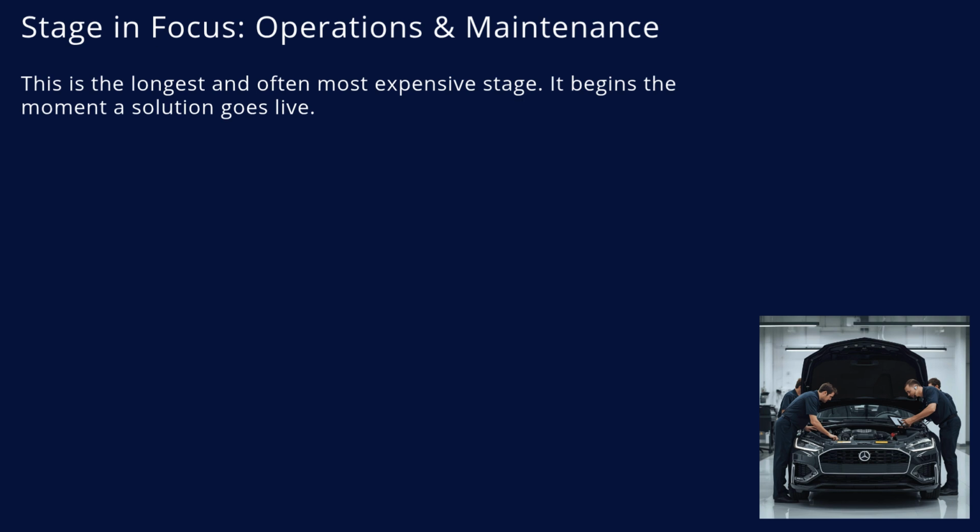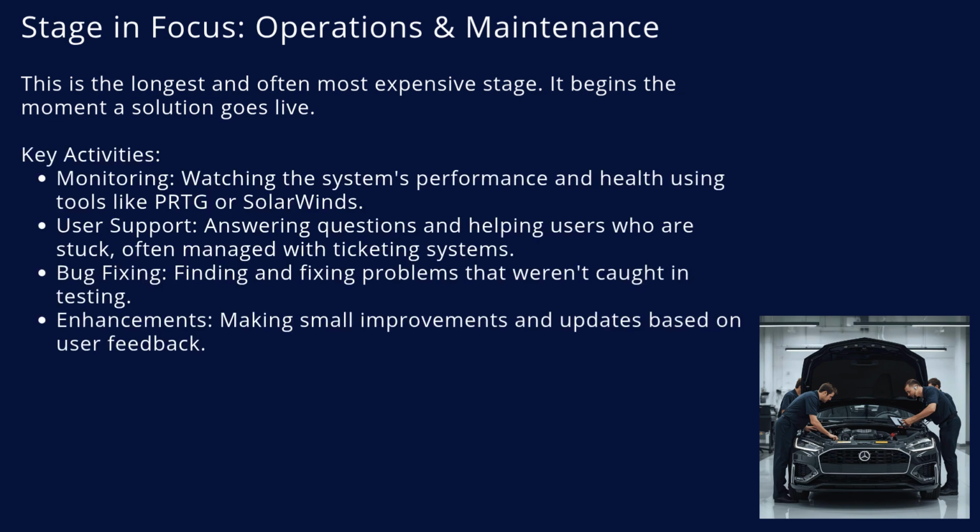To really understand K6, let's put one of those lifecycle stages under the microscope. Let's look at operations and maintenance, because this is often the longest and most expensive part of the journey. This stage starts the second a new solution is launched. So what actually happens here? First, there's monitoring. Teams use special tools to constantly watch the health of the system. Then there's user support. Real people will be using the system, and they will need help. Providing that support is a key part of maintenance.